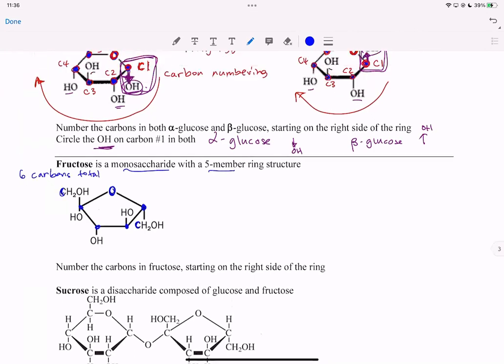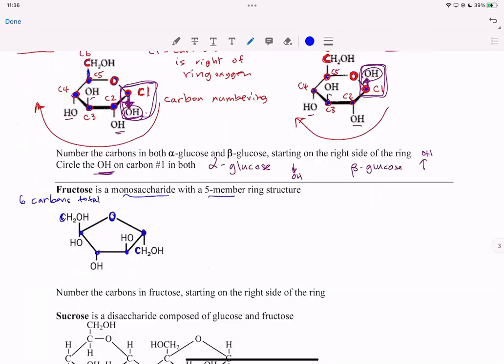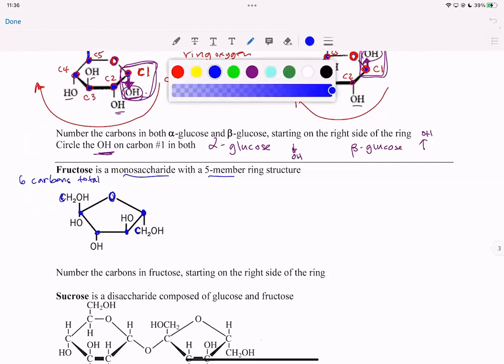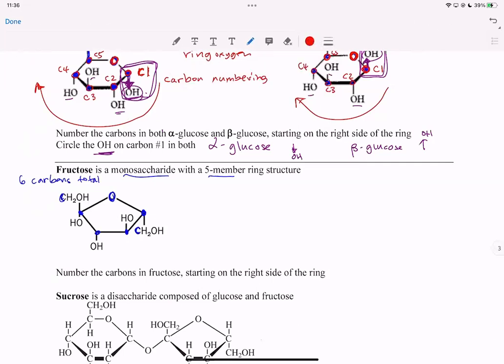Okay, just like with glucose, there were 6 carbons total, but only 4 of the carbons are part of the ring. So in numbering the carbons, the numbering is still the same. So you start with carbon number 1, which is the first carbon to the right of the ring oxygen. Okay, so the ring oxygen is that oxygen right there that I just highlighted in red. And so carbon number 1 is to the right of that.